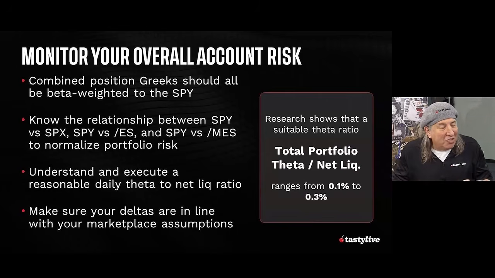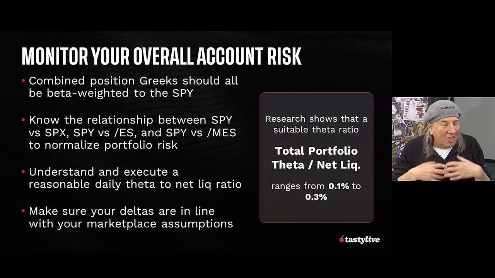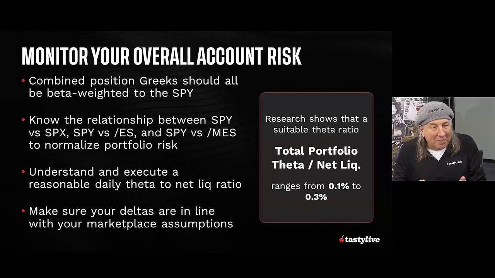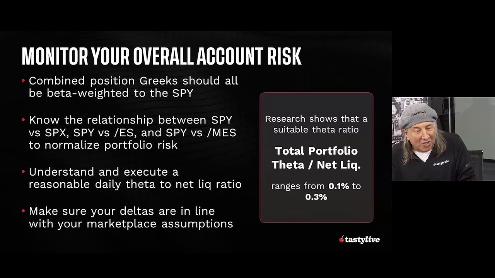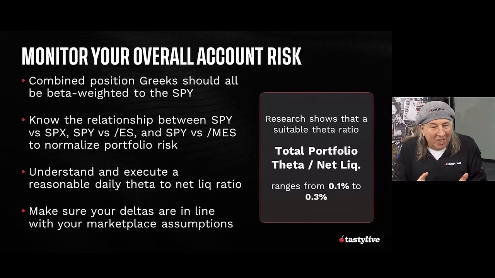Now, again, these are generalizations, but this comes from 13 years worth of research. So we feel pretty confident in our numbers and all the stuff that we study. We're going to talk a little bit later about what your expectations should be around that. But 1/10 to 1/3 is kind of a reasonable theta to net liq expectation or where you should be.